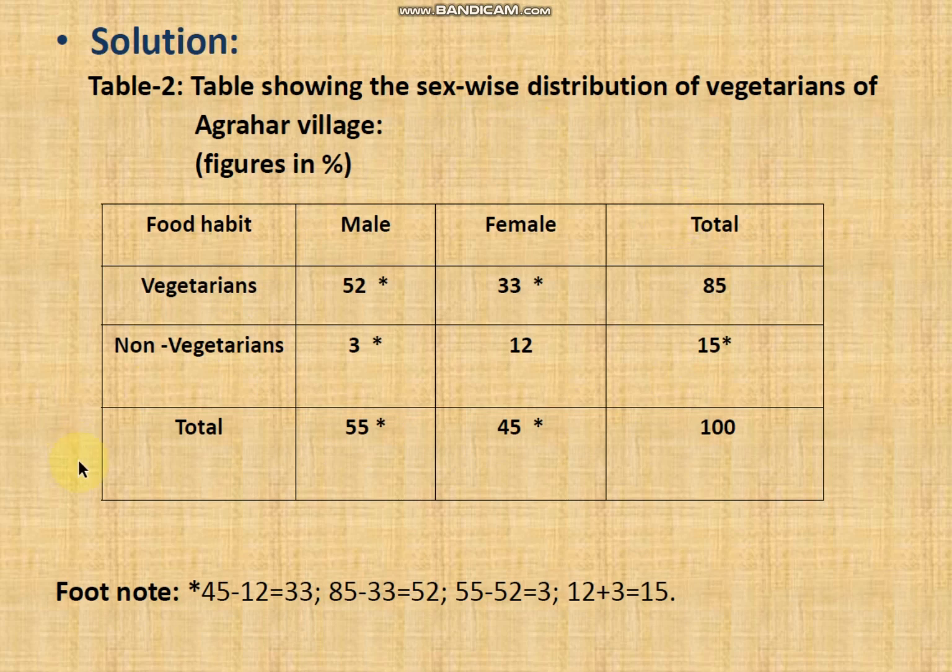Footnotes. In the footnotes, wherever there are star marks, those star marks, excluding 55 here, imply that they were all calculated freshly. So whichever are calculated are given here. So 45 minus 12, 33. 85 minus 33, 52. 55 minus 52, 3. 12 plus 3, 15. So this is how a filled table is constructed.